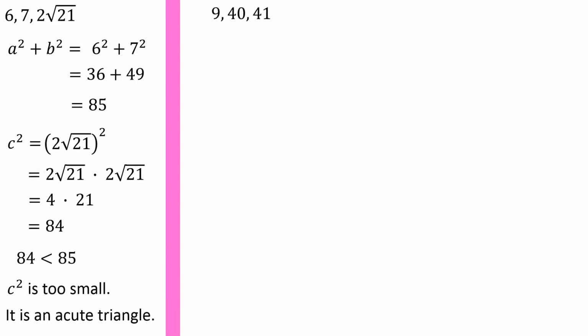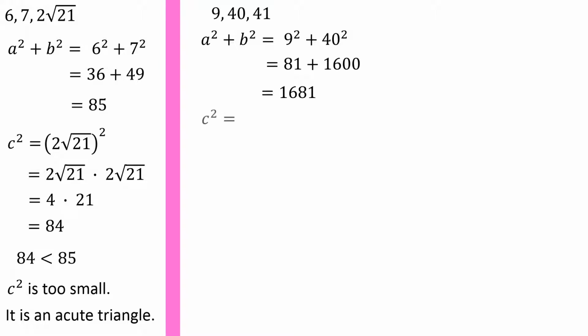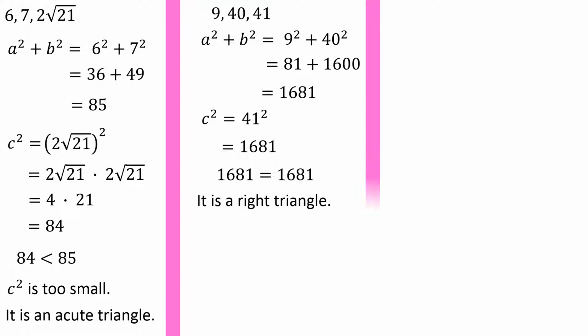Okay, still got plenty of room for examples. 9 times 9, what is that? 81. Now I know 4 times 4 is 16. So 40 times 40 will have to be 16 with 2 extra zeros. Okay, c squared. 41 times 41. Probably want to grab a calculator here. Amazing, an exact match. It's a right triangle.